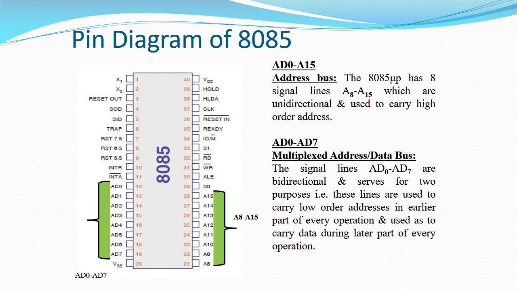The pins A8 to A15 are called the higher order address bus. These lines carry only address. Now here we can see that A0 to A15 is called a 16-bit address bus, whereas D0 to D7 is an 8-bit bus called the data bus or data lines.